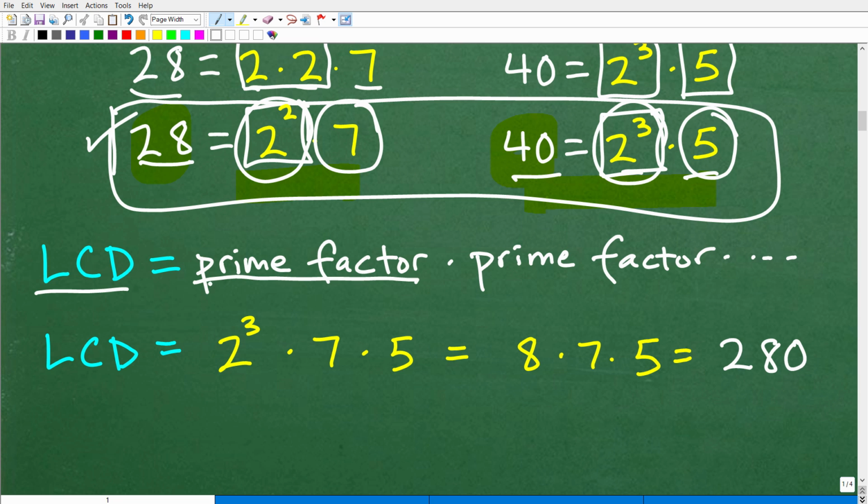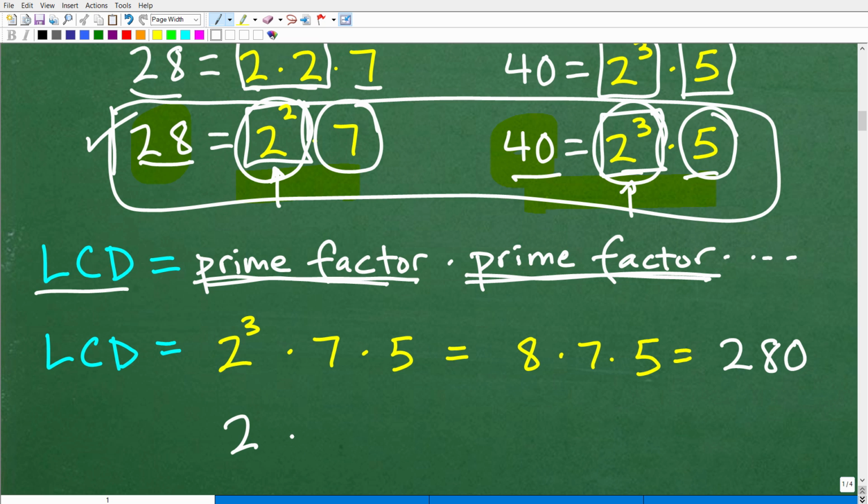So the LCD is going to be the result of taking each one of these prime factors and multiplying them together. We need to have each prime factor represented. So let's start with our first prime factor. Here I have 2 squared, and this is where a lot of people get confused. Do I write a 2 or a 2 squared, because I have a 2 cubed over here?